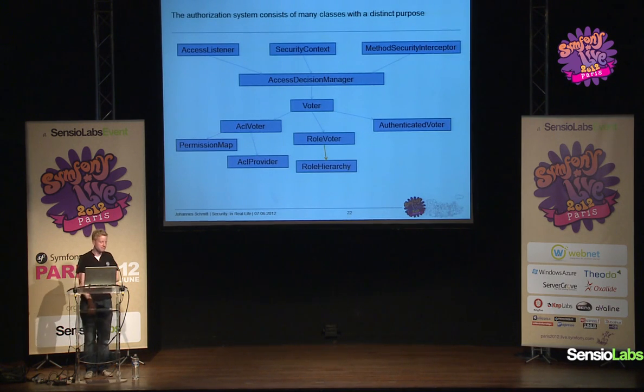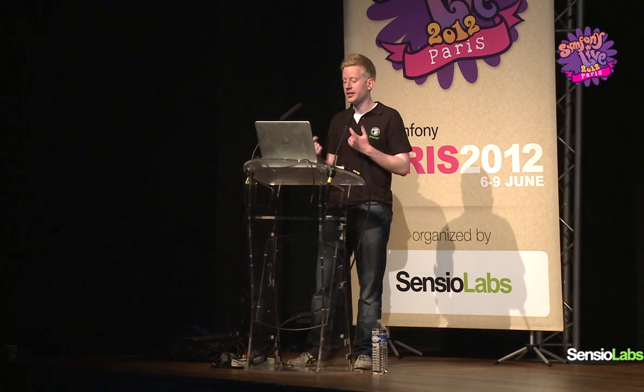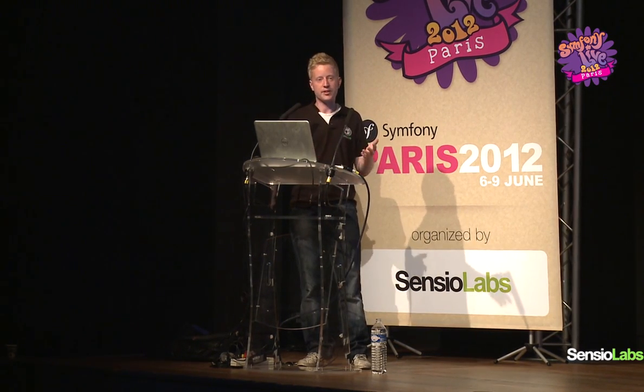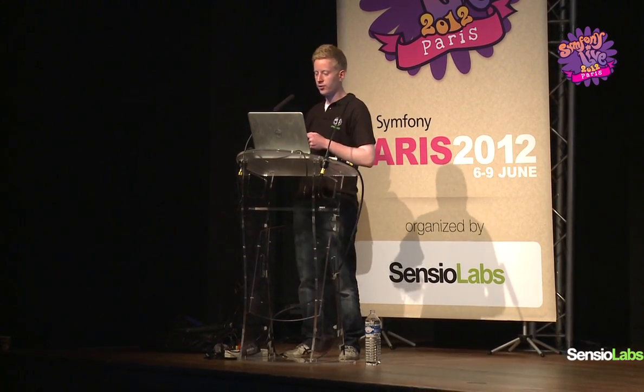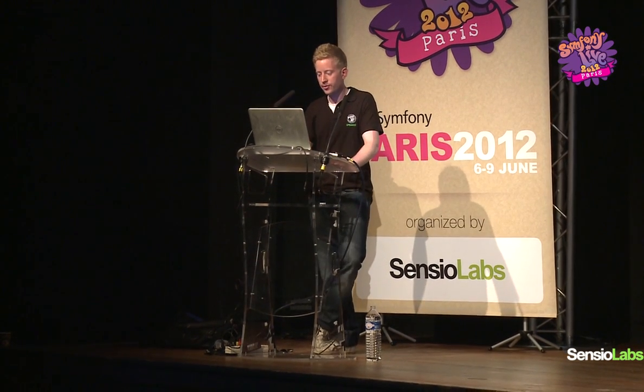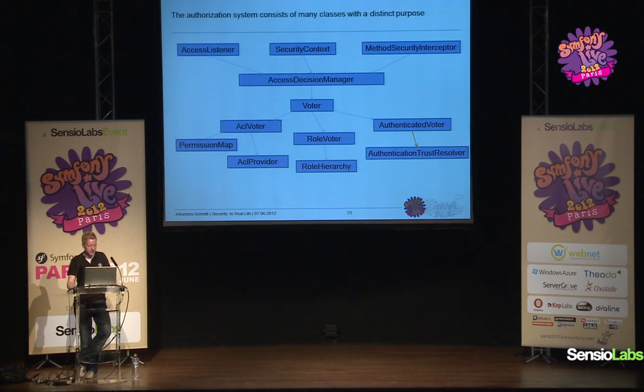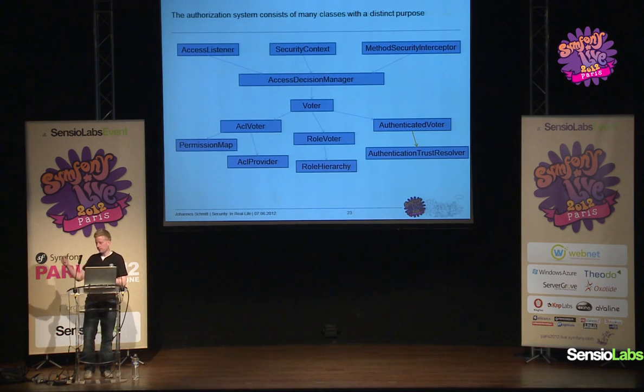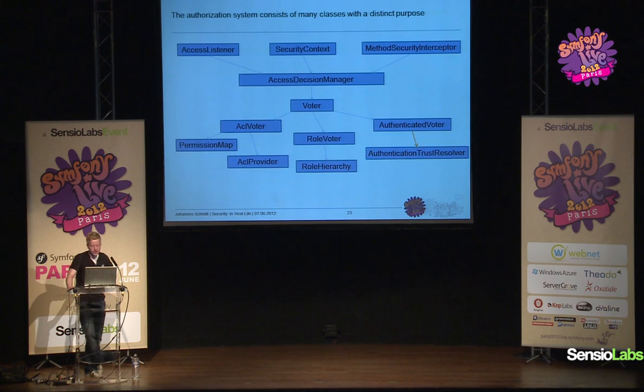Then we have the role voter, which internally uses a role hierarchy that allows you to do stuff like if the user has the role admin, then it also has role editor, or something like assigning roles to roles. And that's all normalized before we are doing any checks. And then we have the authenticated voter, which does check the trust level of the authentication. Like, is the user fully authenticated, or is it anonymous, or is it a remember me user? And based on that trust level, you can also make or restrict access in your application.